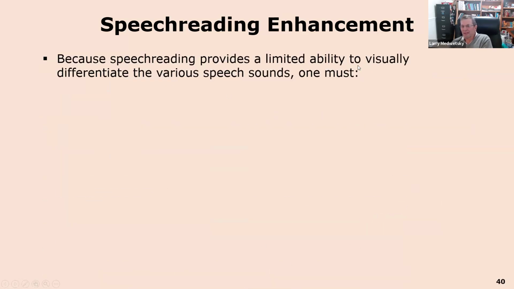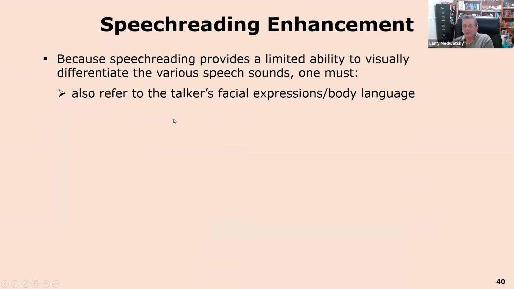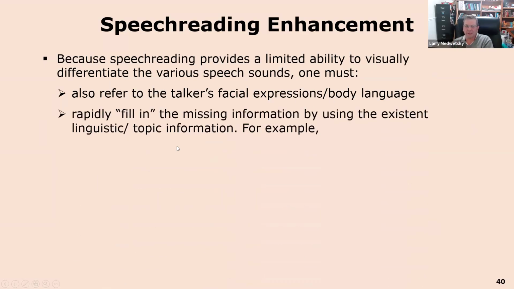Because speech reading provides a limited amount to visually differentiate various speech sounds, it's good to also refer to the talker's facial expression, to the question, to the anger. It gives more information. And then, in order to rapidly fill in the missing information, you also have to use, as part of speech reading, the topic. What are they talking about? Where are you located? And putting all the information together.